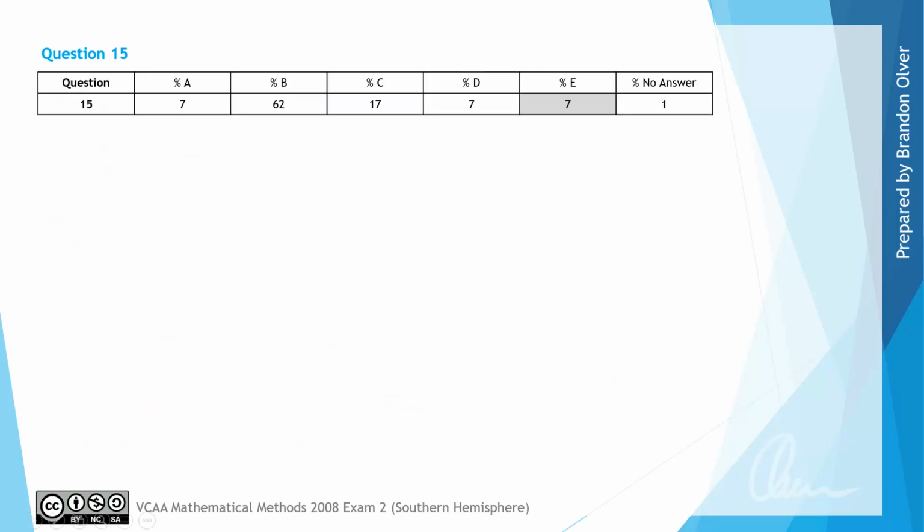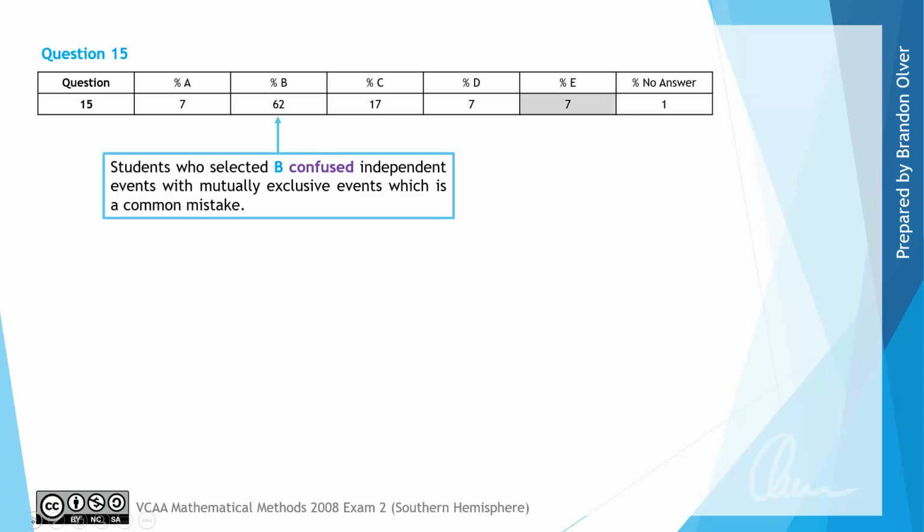So the reason why I took so long to go through that problem was I did really want to highlight how you have to approach a problem like that, because only 7% of students got this question correct, which is one of the worst multiple choice outcomes that I've ever seen on an exam. And in fact, 62% of students all thought that B was correct. And the reason they thought that B was correct is they confused independent events with mutually exclusive events, which is a really common mistake on exams.